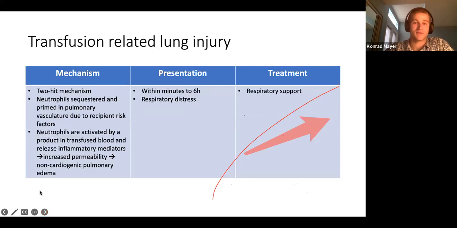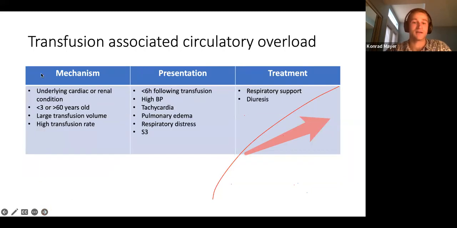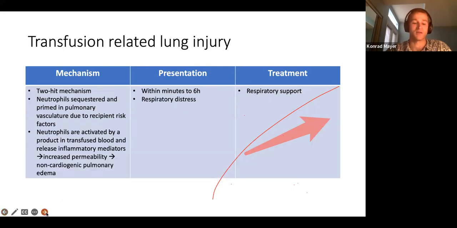Okay, now some fun reactions, fun for understanding purposes. I think of these in a group. So we have the transfusion-related lung injury and transfusion-associated circulatory overload. Both of these manifest with lung and breathing problems. And it is important to differentiate these two because the treatment is different.